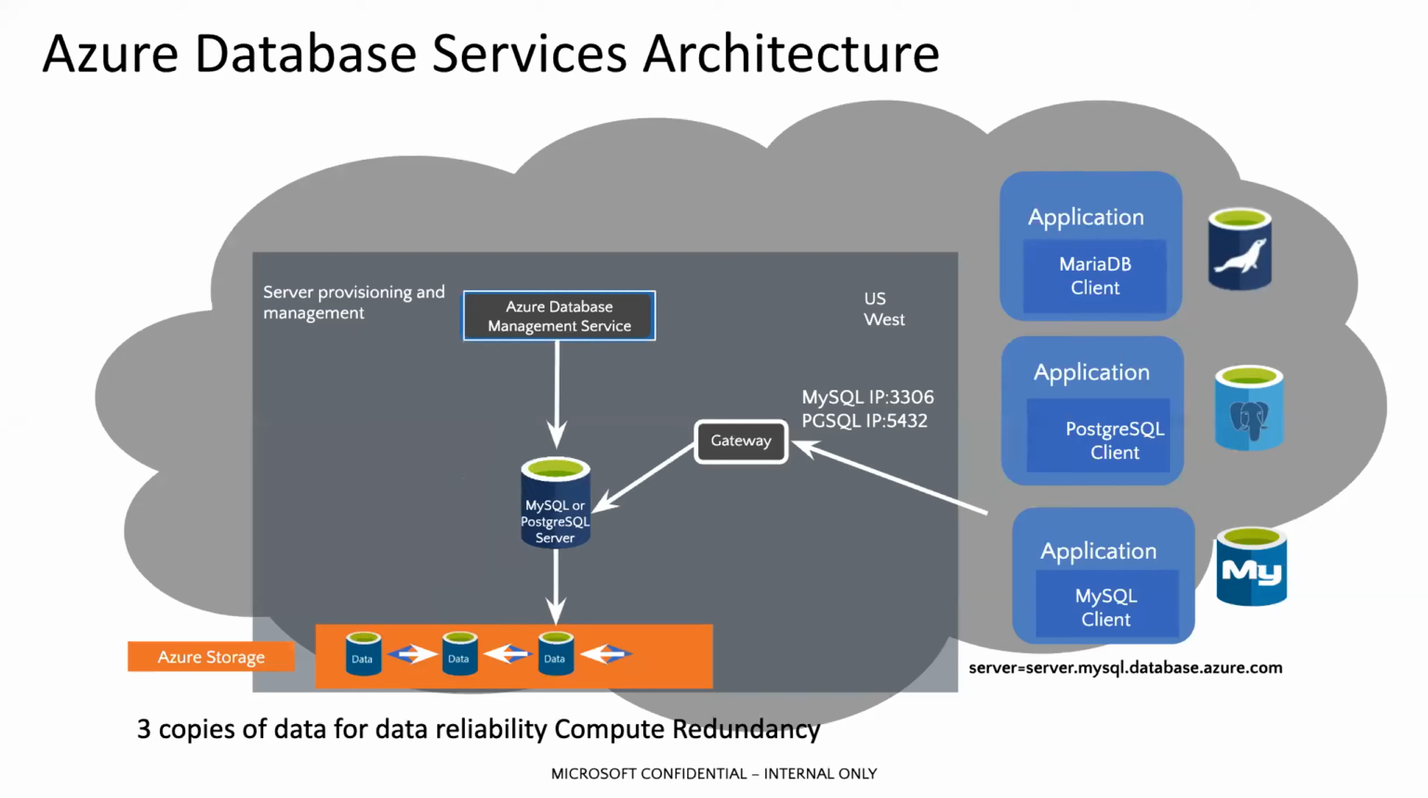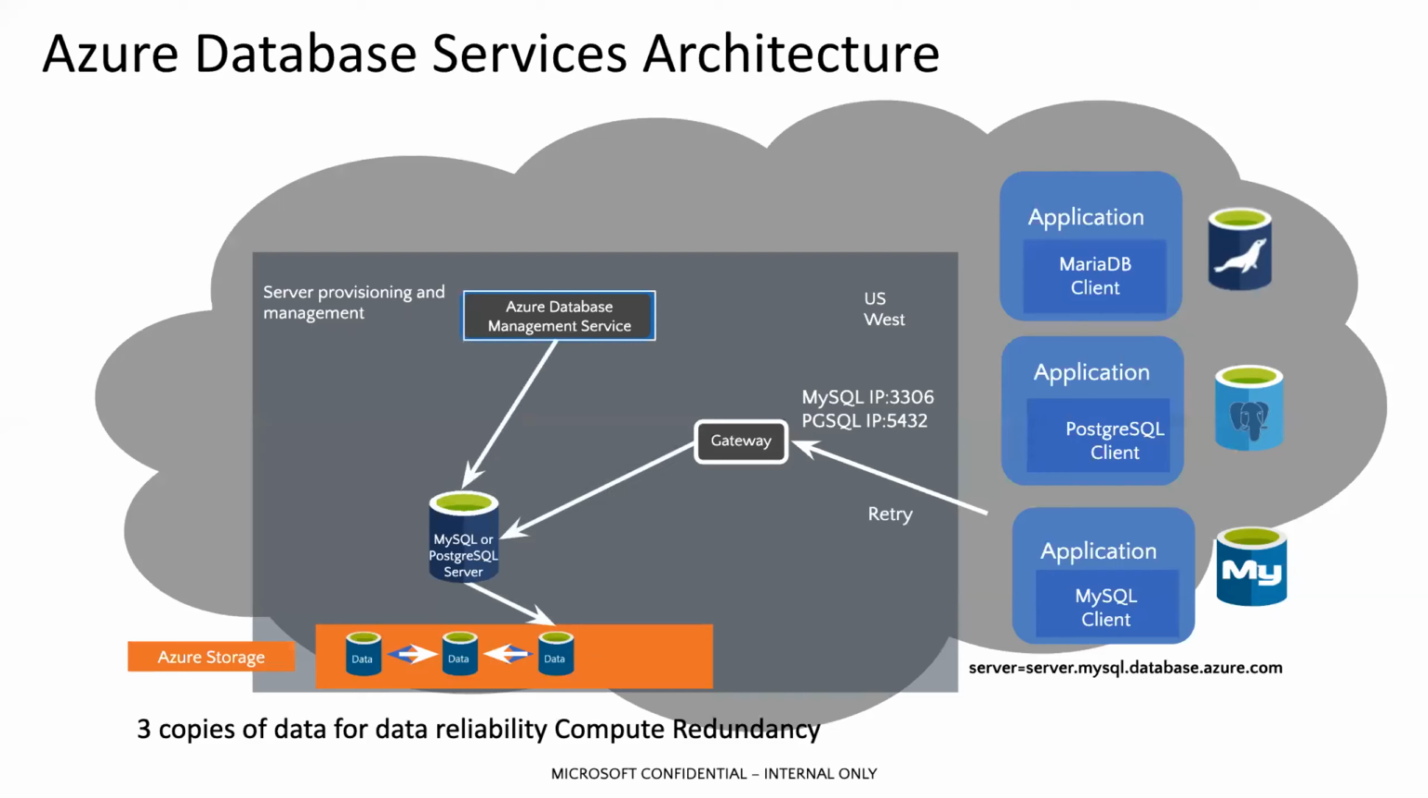We automatically spin up a new compute, attach the storage, and connect it. By means of a gateway, as you see on the screen, there is a gateway in the design. The gateway ensures that your application connection string remains the same. That is how we ensure a transparent application failover.